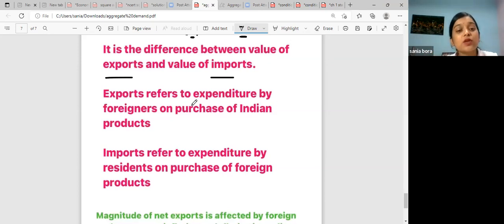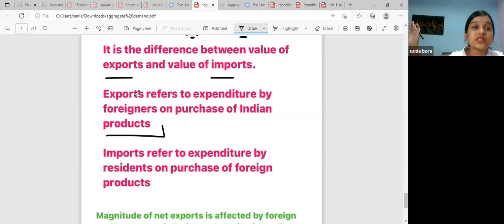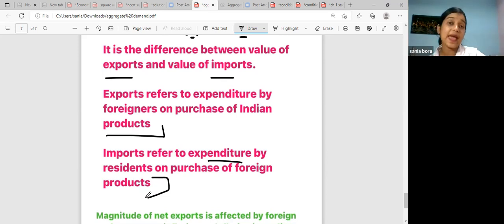Now, what is export? Export refers to expenditure by foreigners on the purchase of Indian products. So export means you are selling something, and foreigners are giving you money in order to purchase your product. And what are imports? Import refers to expenditure by residents, the people of the country, on purchasing foreign products. Foreigners are doing the expenditure in export, but in import Indians, your own country, are doing expenditure just to purchase foreign products. Clear?